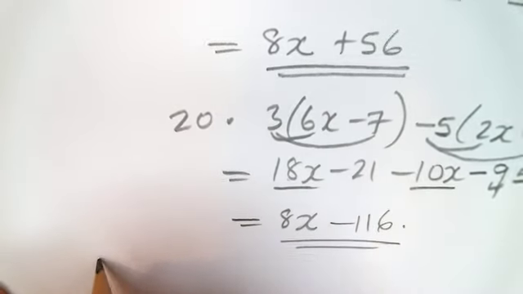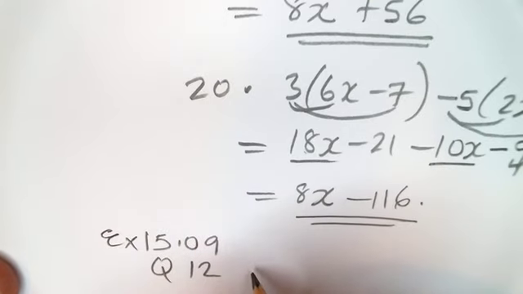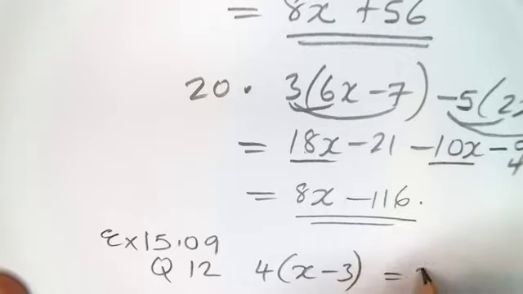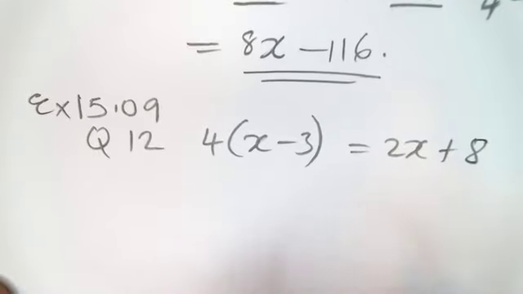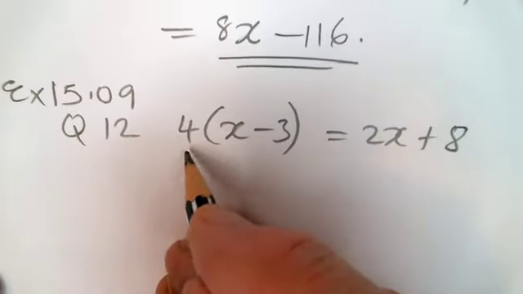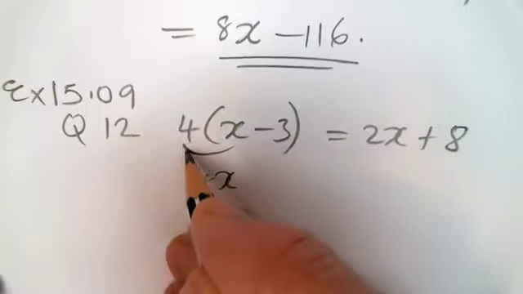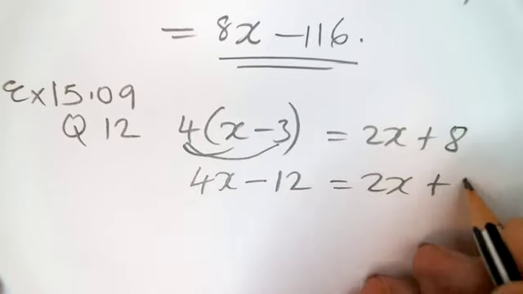This is exercise 15.09, and we're doing question 12. Here it is. It says 4 times (x - 3) is equal to 2x + 8. Nice. Okay, that's nice and straightforward. There's only one set of brackets, so I'm going to expand the brackets first. So 4 times x is 4x. 4 times negative 3 is minus 12. I've got a 2x and an 8.